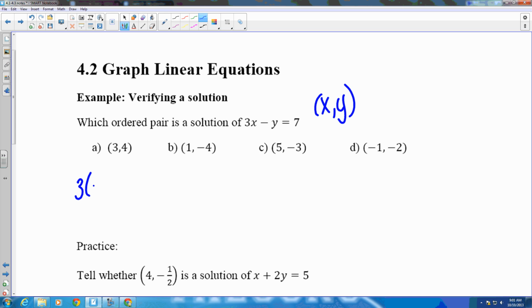So 3 times 3 minus 4, we want to know if that's equal to 7. Every time you're going to plug in the numbers. Oops, 3, not 1. And that one is not.